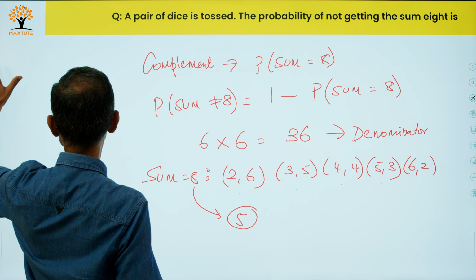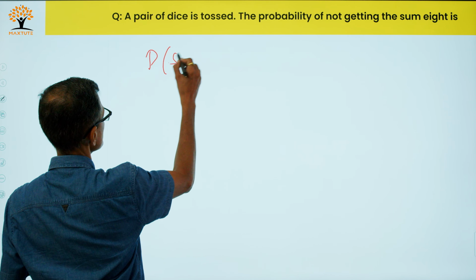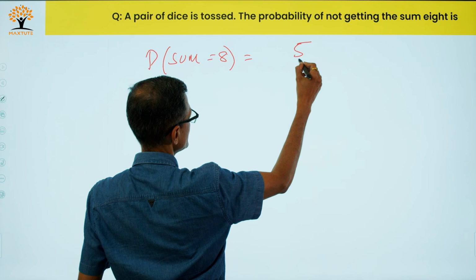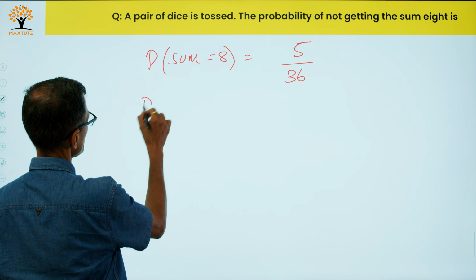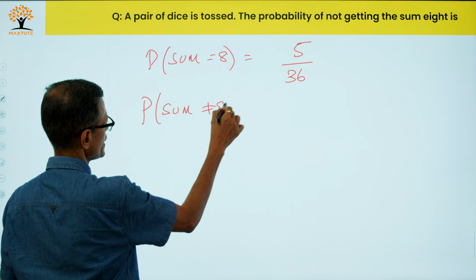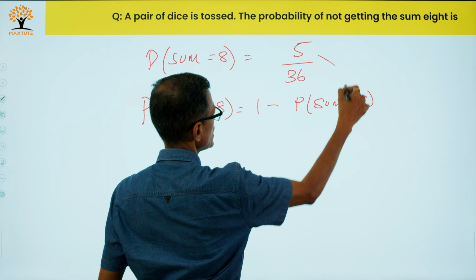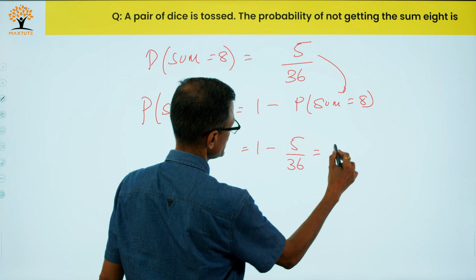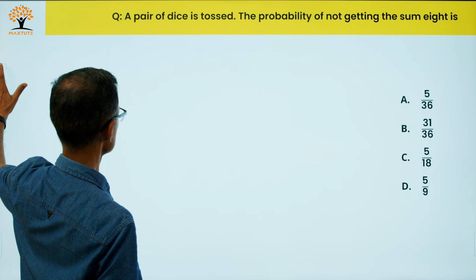So the probability of getting the sum equal to 8 is equal to the number of outcomes in which the sum is 8 divided by the total number of outcomes, which is 36. What we need is the probability of the sum not being 8, which is 1 minus the probability of the sum equal to 8. This value we have computed to be equal to 5 by 36, which is 1 minus 5 by 36, or 31 by 36 is the answer. Among the answer options, 31 by 36 is choice B.